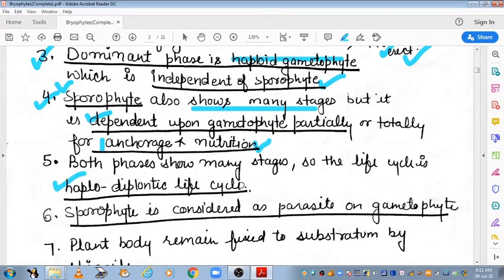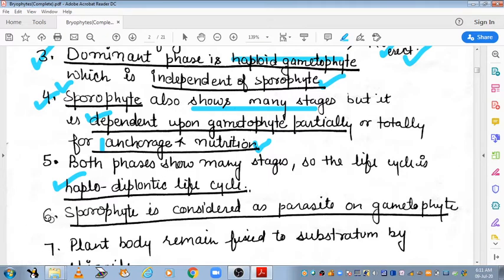क्योंकि अगर दोनों की बहुत सारी stages हैं तो हैप्लोइड फेज भी उनका काफ़ी बड़ा है और डिप्लॉइड फेज भी काफ़ी बड़ा है, तो इसीलिए हम उसको हैप्लोडिप्लॉन्टिक लाइफ साइकिल कहते हैं. But the dominant phase is the gametophyte because it supports the sporophyte, that is why it is known as the dominant phase of bryophyte.